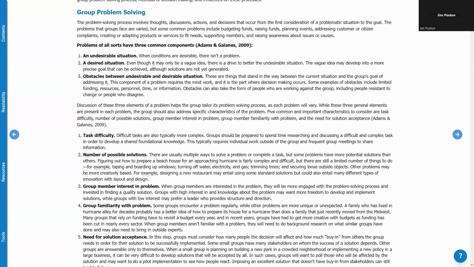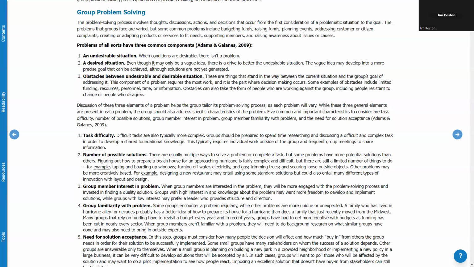Discussion of these 3 elements of a problem helps the group tailor its problem-solving process, as each problem will vary. While these 3 general elements are present in each problem, the group should also address specific characteristics of the problem. 5 common and important characteristics to consider are task difficulty, number of possible solutions, group member interest in a problem, group member familiarity with problem, and the need for solution acceptance.